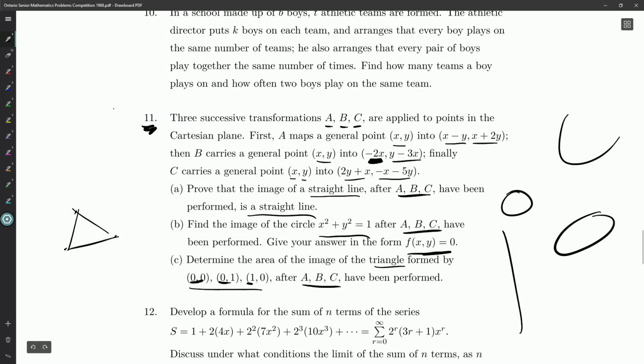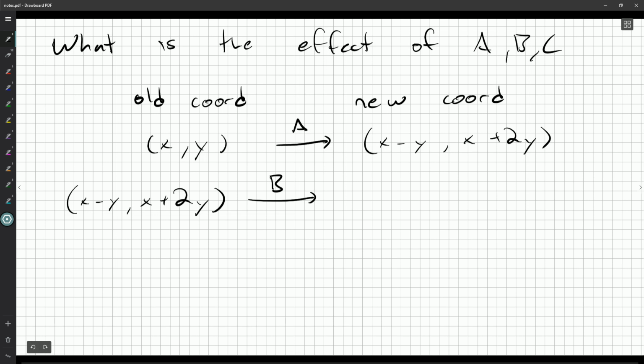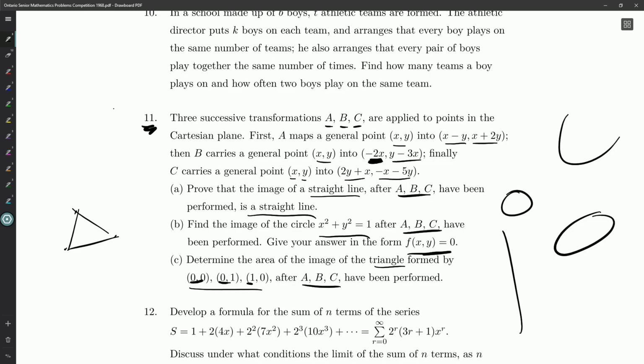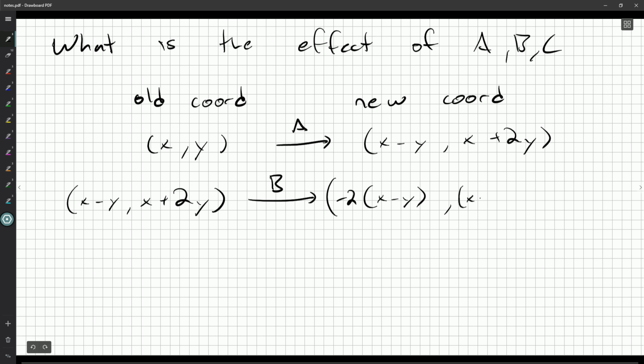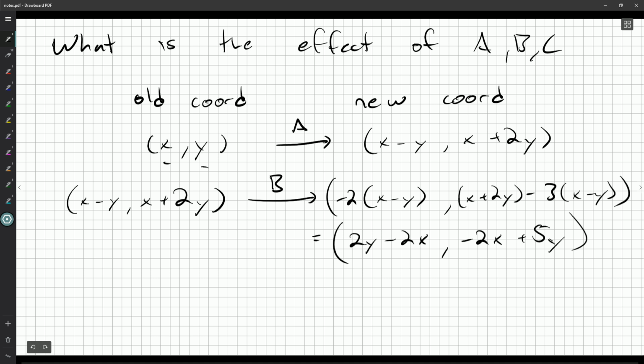And so here's where it's going to get a little tricky. What does B do? B takes minus 2 times whatever the current x value is, so that'll be minus 2x minus y. And then it was y minus 3x. So whatever the current y is, x plus 2y, referencing the old coordinates, minus 3 times our x. Let's simplify that. 2y minus 2x, x minus 3x, that'll be minus 2x, 2y plus 3y, 5y. So that's where we're at.